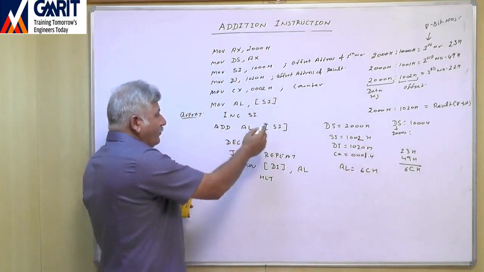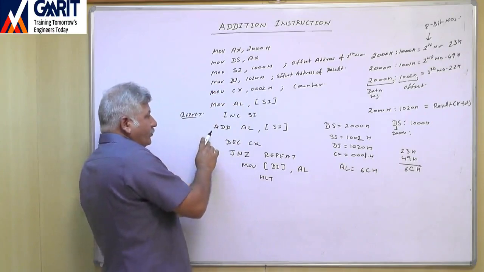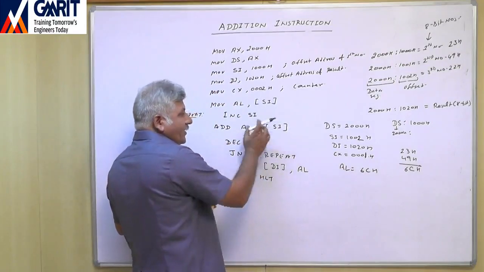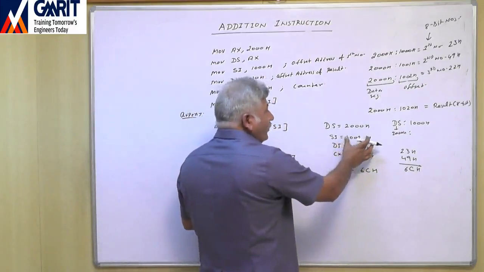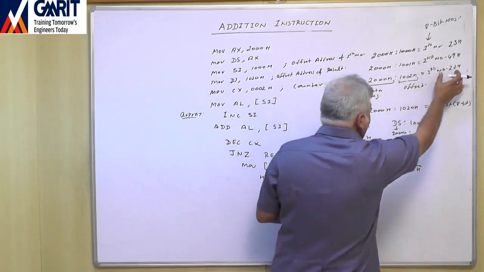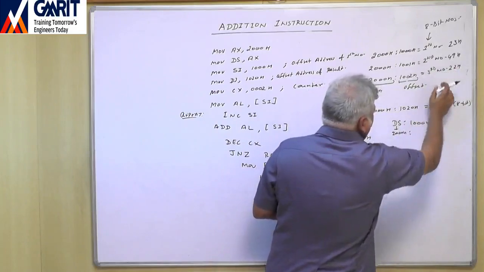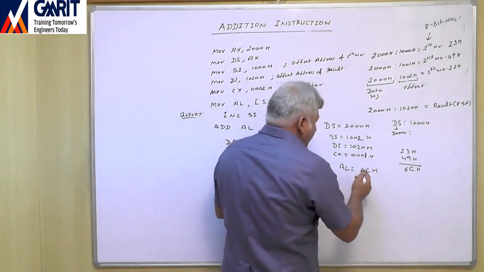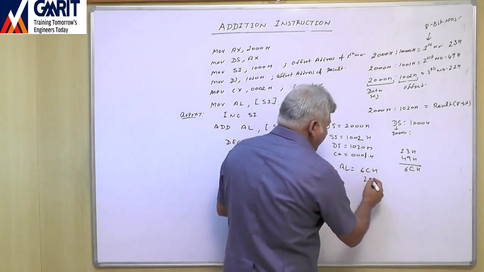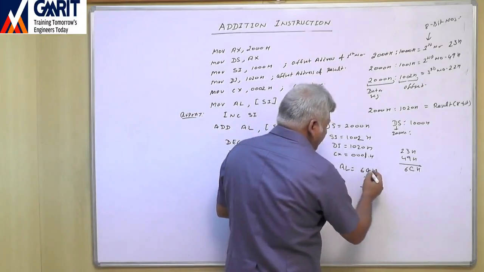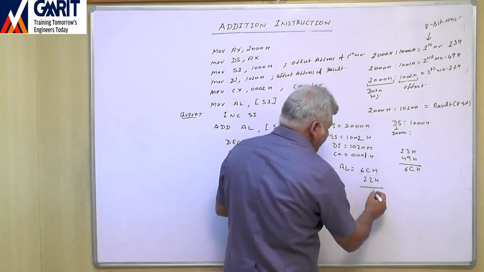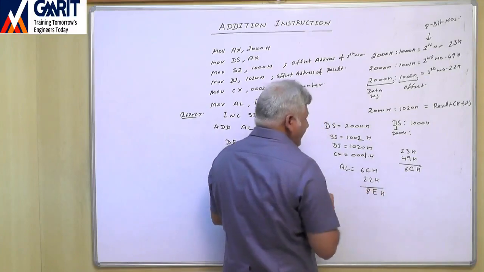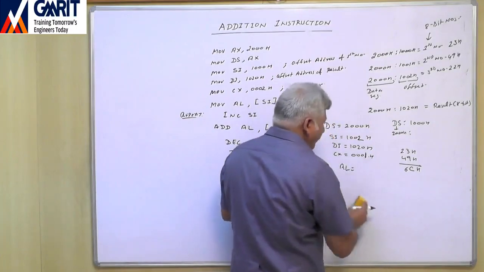Then add AL comma within bracket SI. So the value of AL will be added with the data whose offset address is in SI. In SI we have 1002. At 1002 offset we are having the third number, that is 22. So 6C will be added with 22H. So C plus 2 is E, 6 plus 2 is 8. 8EH. This is the result and which will be stored in AL.